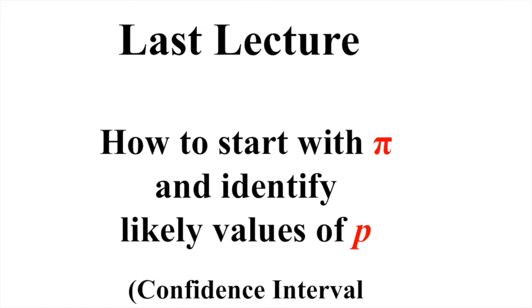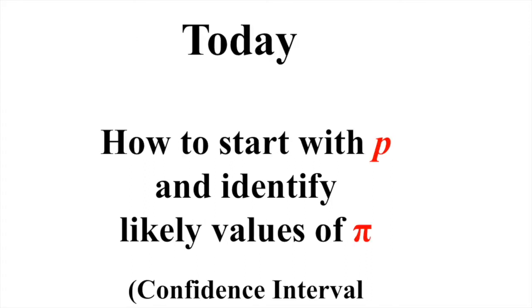During the last lecture, you learned how it's possible to start with the value of pi in the population and then identify likely values of p in the samples. So this is called finding the confidence interval for p around pi. So today what we're going to learn is how to start with the value of p in the sample and then identify the likely values of pi in the population. This is called finding the confidence interval for pi around p.